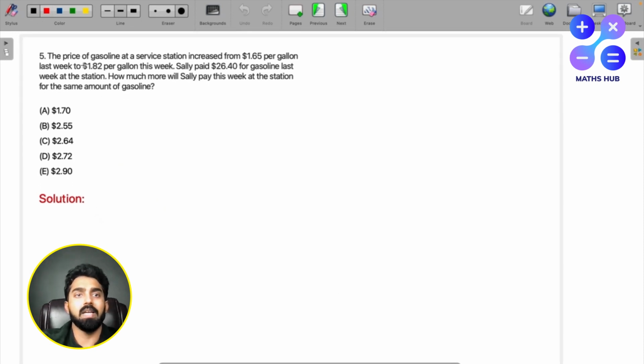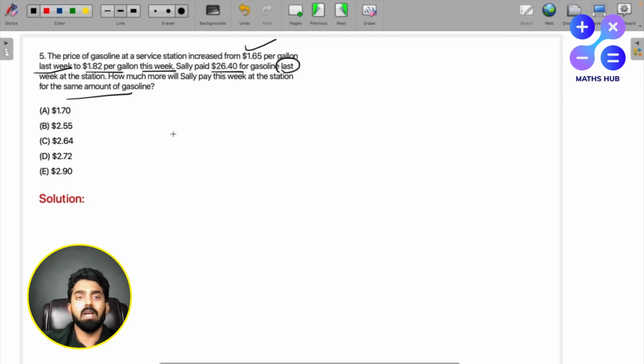The price of gasoline at a service station is increased from $1.65 per gallon last week to $1.82 per gallon this week. Sally paid $26.4 for gasoline last week. How much more will Sally pay this week at the station for the same amount of gasoline?